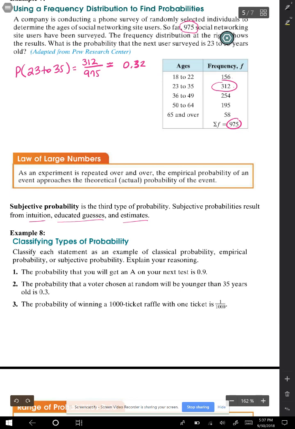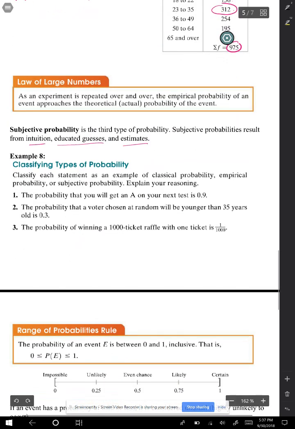And on example 8, they ask us to classify each statement as one of the 3. The probability that you will get an A on your next test is 0.9. Okay, this would definitely be an educated guess. It's what you think is going to happen.